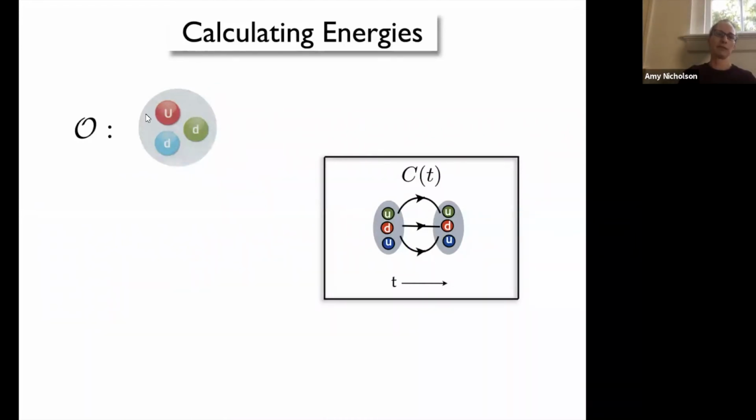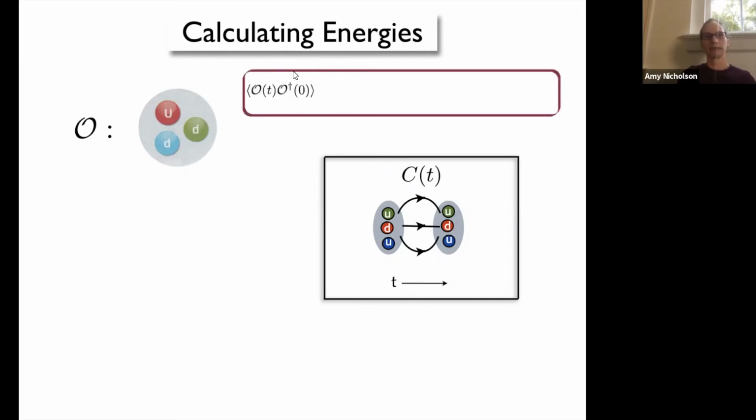You put down some operator which has the right quantum numbers for the state you're interested in. So if it's a proton, I could put down, or sorry, this is a neutron, I can put down an up and two down quarks. And what I do is I create it at one time and then I annihilate it at another time. So I have a creation operator at time zero, annihilation at time t. We can translate this operator at time t into the operator at time zero times some time evolution operator.